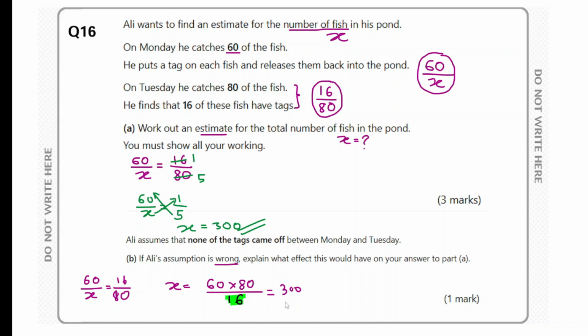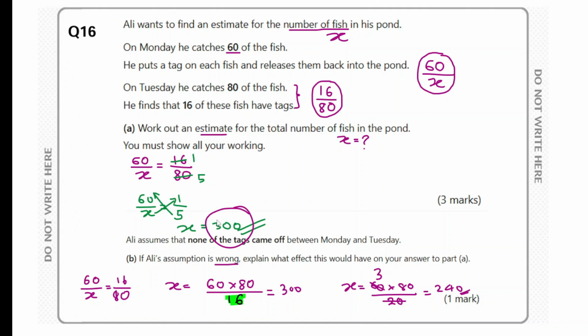Imagine 4 tags fell off. So really, it's not 16, it must be 20. So if it was 20, now this is the real thing, 20 goes into 60 3 times. It should be 240. Oh, but because the tags fell off, he got the wrong impression that it is 300. So 300 is actually an overestimate.